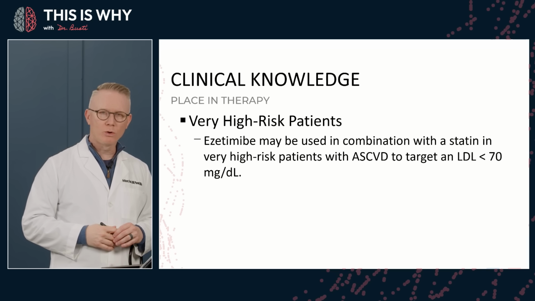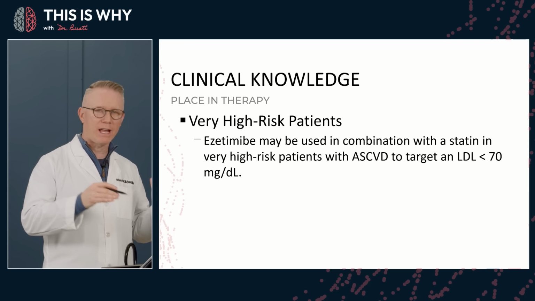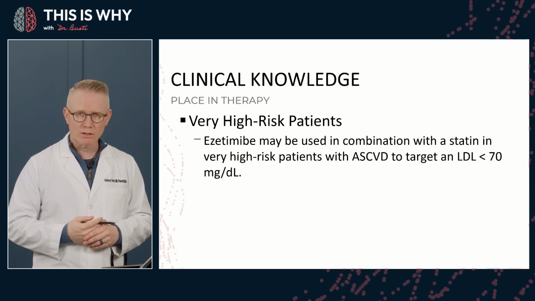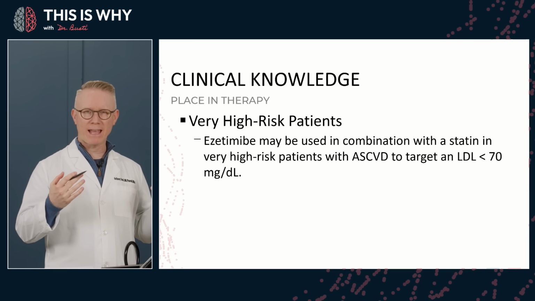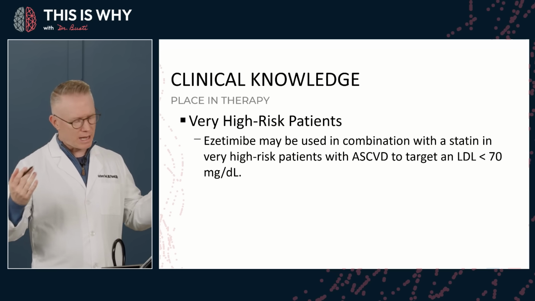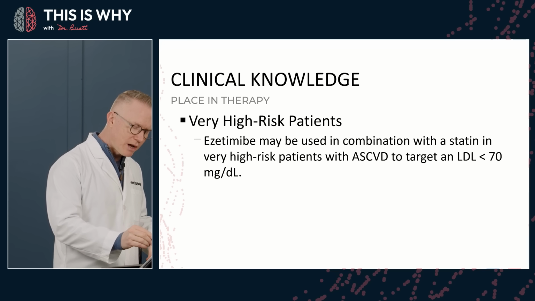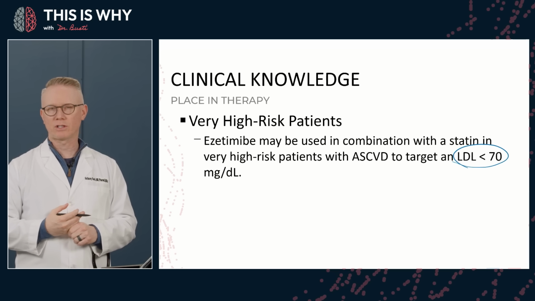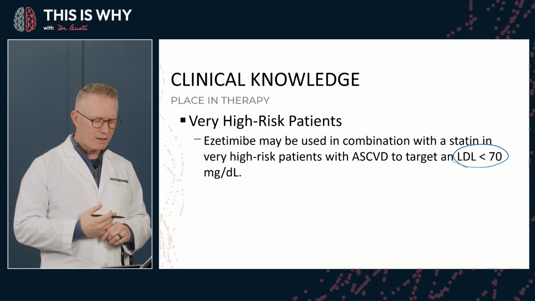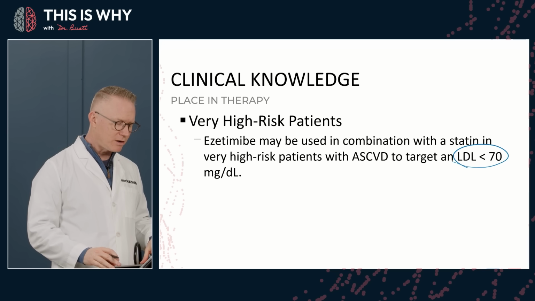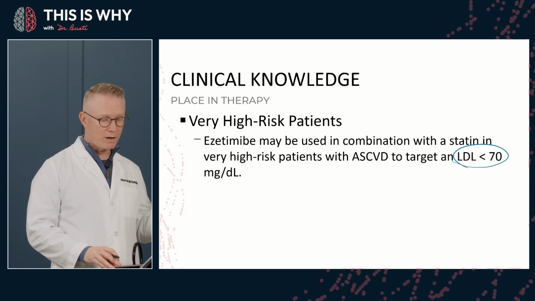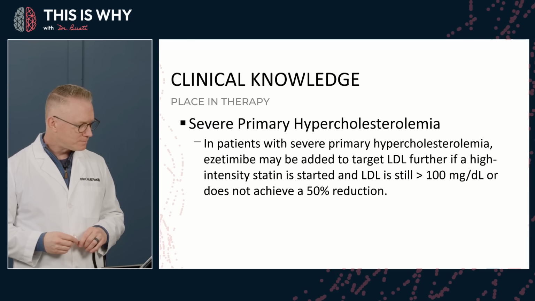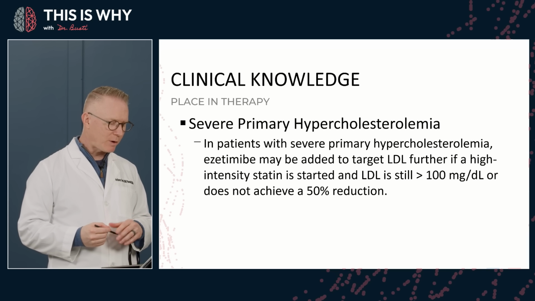Now moving on to other places in therapy, these are the very high-risk patients. This has to do with our risk stratification when we're doing assessments for ASCVD, right? And those patients who need LDLs that are much more reduced or tight. That LDL target is typically less than 70 milligrams per deciliter. That would be another place where it's sometimes hard to get patients down that low. How about severe primary hypercholesterolemia?